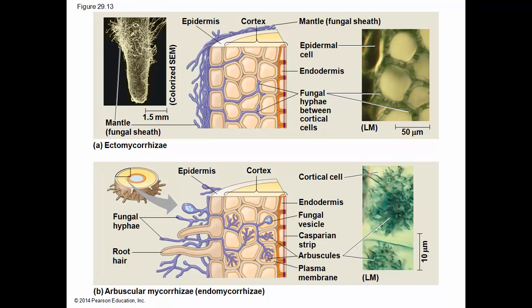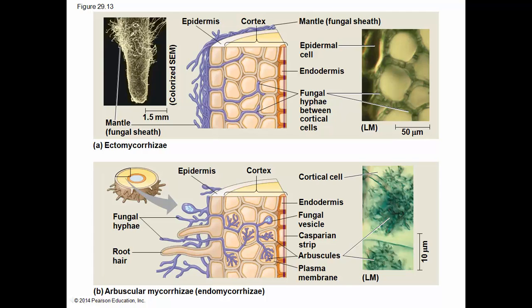In arbuscular mycorrhizae, microscopic fungal hyphae extend into the root. These mycorrhizae penetrate the cell wall but not the plasma membrane to form the branched arbuscules within the root cells. The arbuscules are important sites of nutrient transfer. Arbuscular mycorrhizae occur in about 85% of plant species, including most crops.